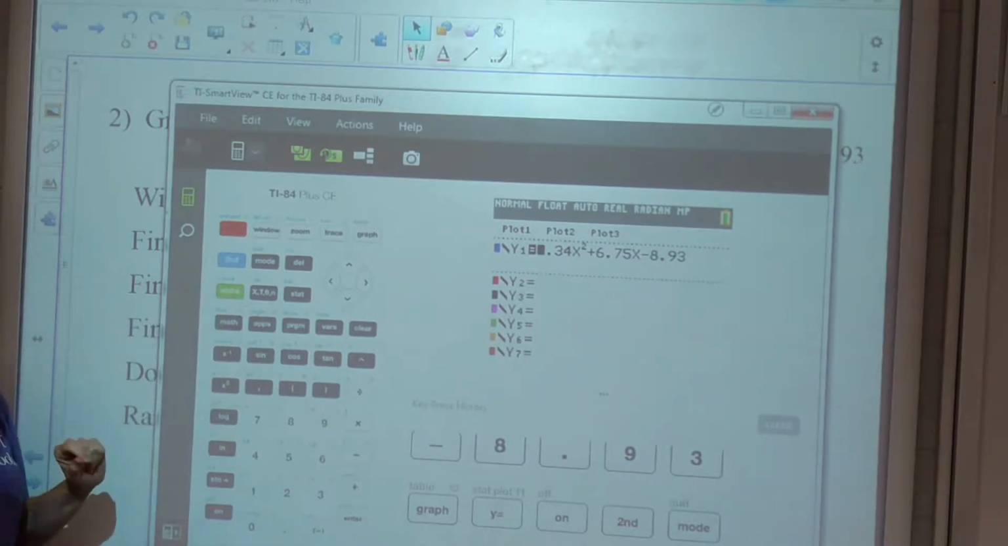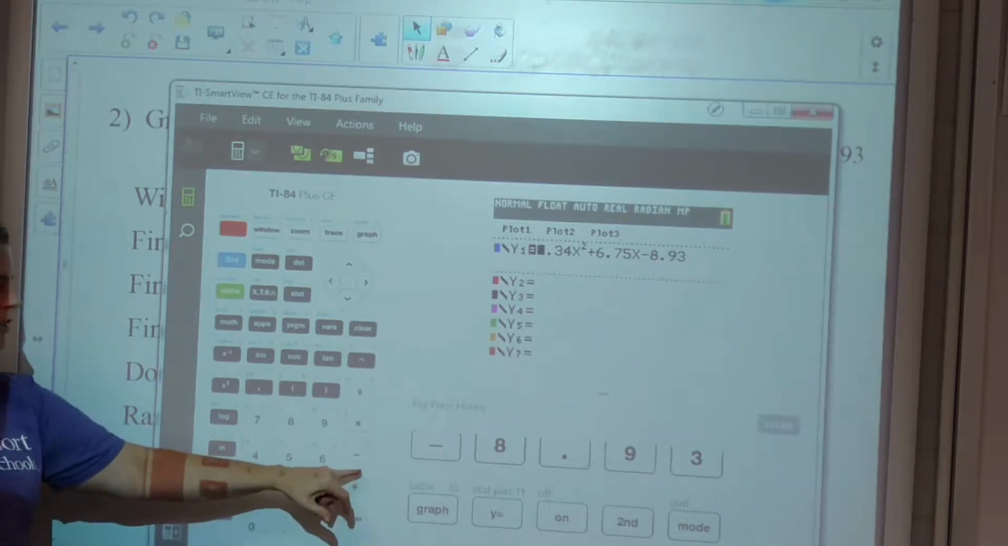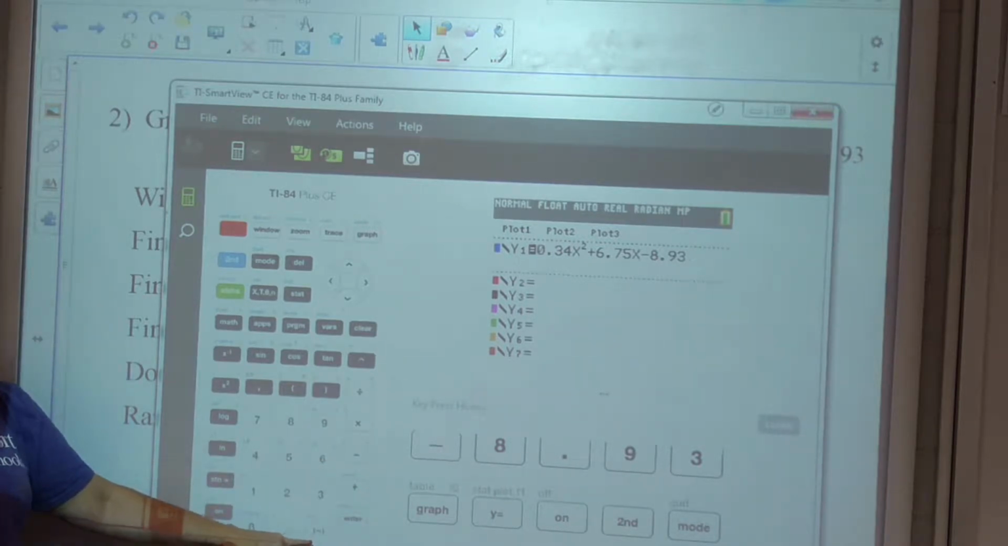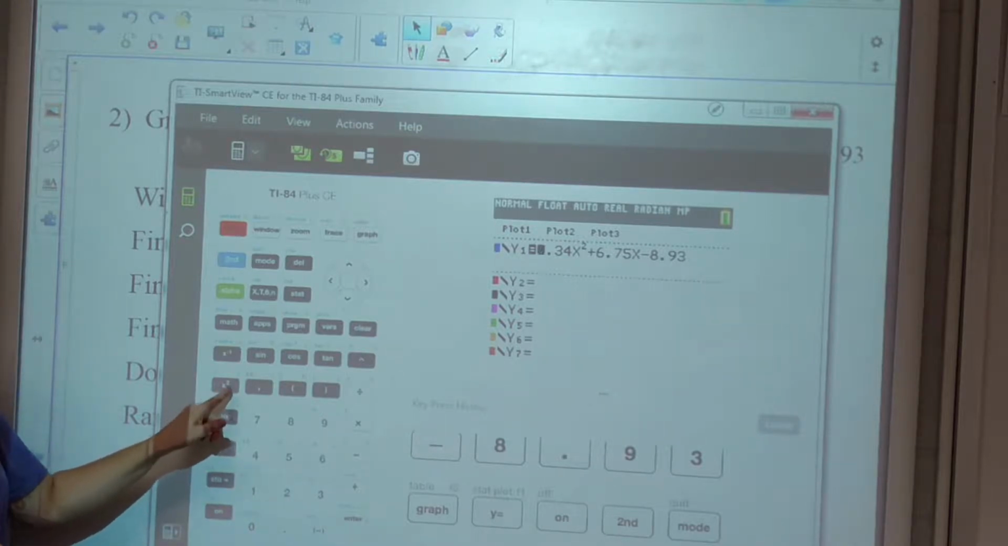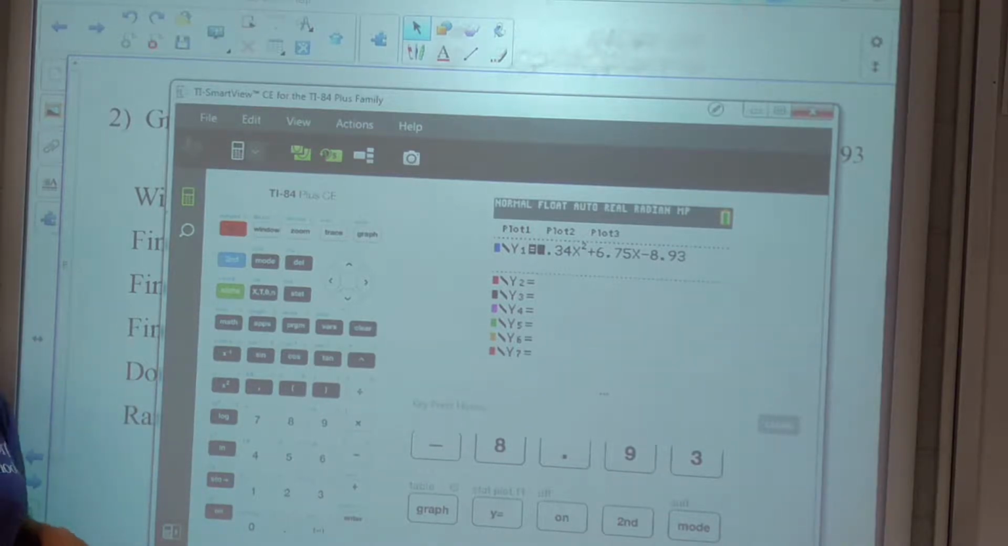If the first number is negative, you can't use a minus key, you have to use a negative. And when you type the x squared key, that only puts the square, so you have to put an x first, then the x squared. That takes care of getting the equation in there.